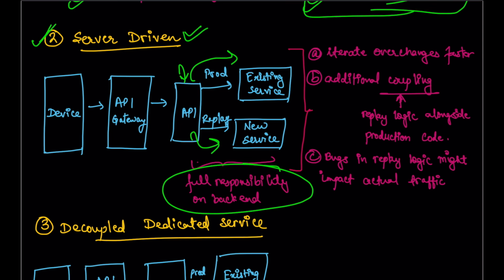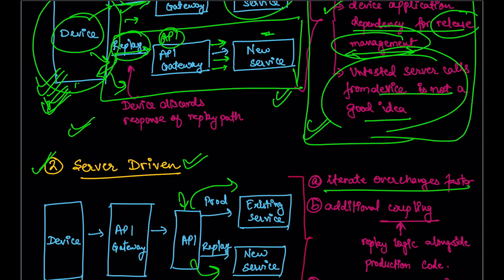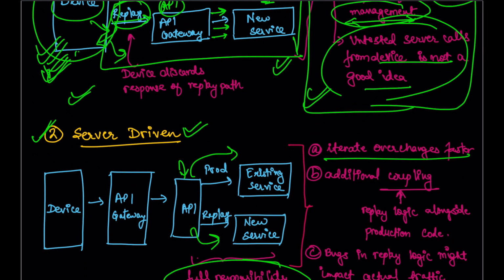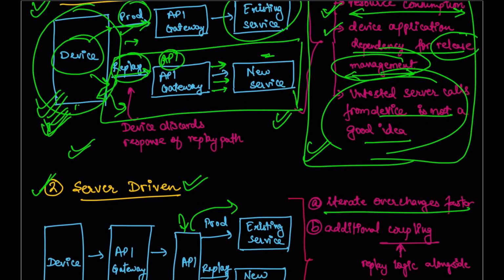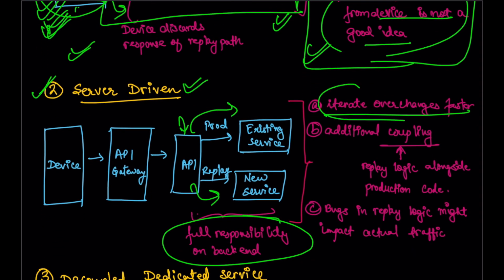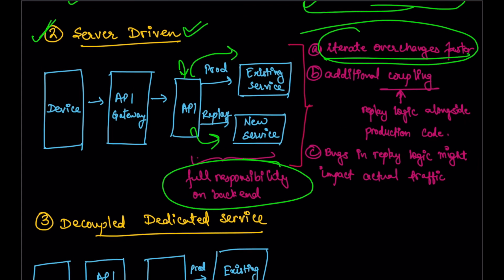One benefit you will get is iterating over changes faster. There was one issue with the previous approach, the device application dependency for release management. That issue is resolved now. We are not dependent on the release management cycle of the device itself, but we can iterate the changes of the backend services faster because we don't have the dependency over the release management of the device, right? But there are disadvantages as well, definitely, right?